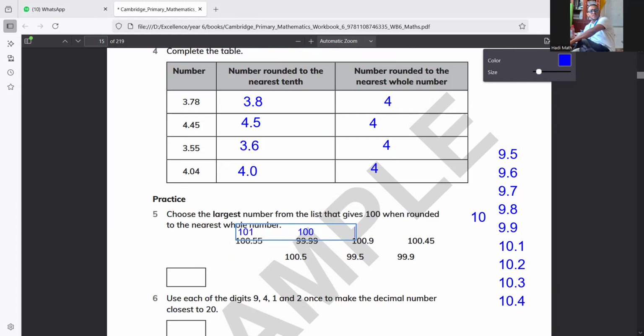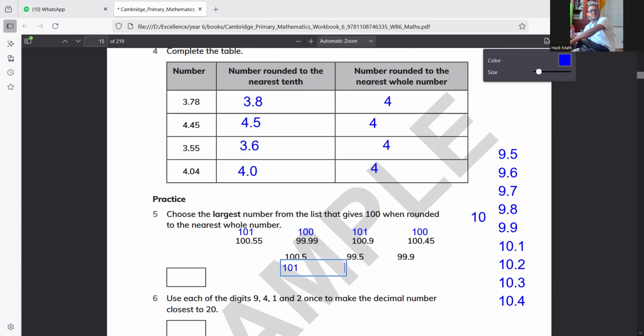This is 100.9. The whole number is 100. Look on the right, you have 9, so you add 1. It's going to be 101. This one, the whole number is 100. Look on the right of it, there is 4, so you don't add. It's going to be 100. This one is 100.5. Look on the right of the whole number 100, there's 5, so you add, it's going to be 101.